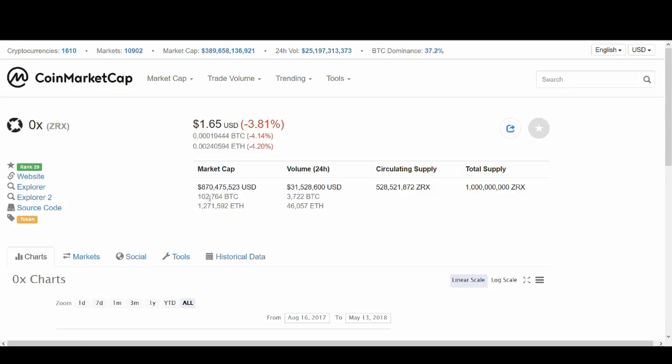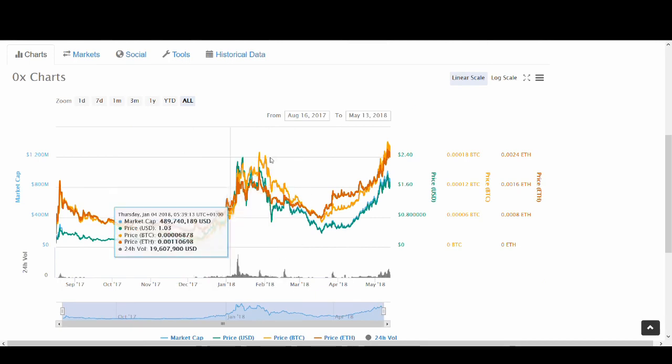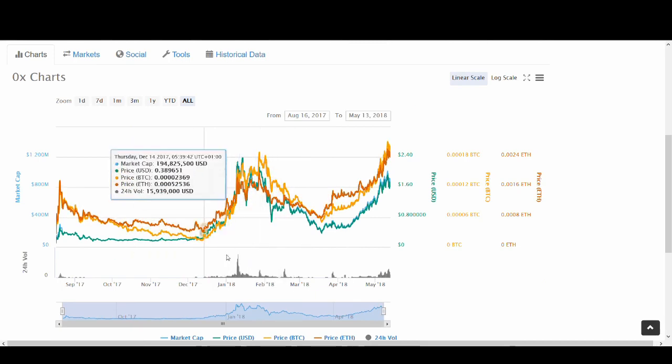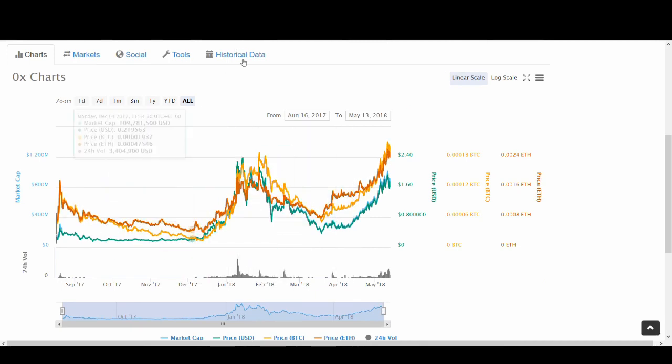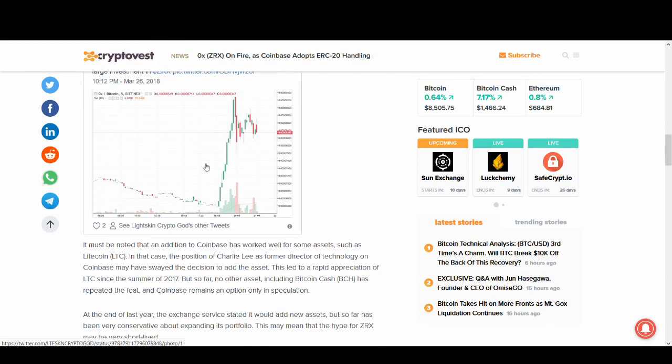And if you go back, 0x is probably one of the only coins that's higher than where it was during the January dip. So 0x is doing quite well. And when the news was coming out, it went crazy, it went really high up.